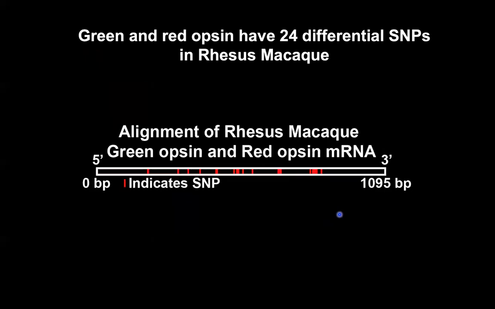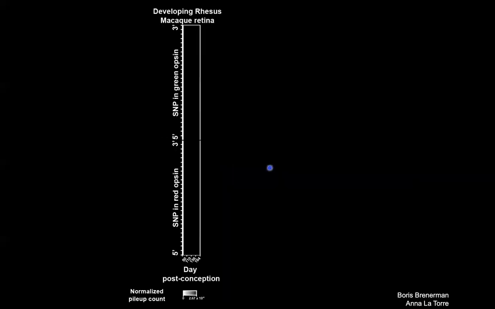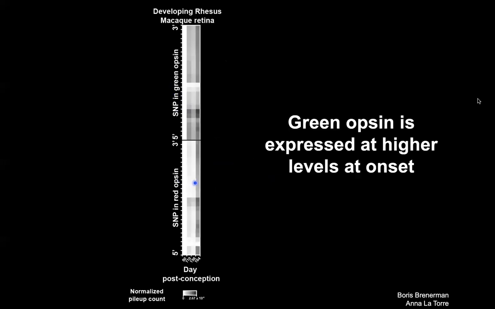Rhesus macaque opsin sequences have 24 differential SNPs between each, and using the same analysis for macaque, we see no expression of either green or red opsin at day 90. At day 110, while green opsin is expressed at higher levels compared to red, both opsins are on. And as developmental time continues, we see red opsin levels increasing comparative to green. What we can conclude from this is that green opsin is expressed at higher levels at onset and that red opsin does turn on during fetal development in macaque.